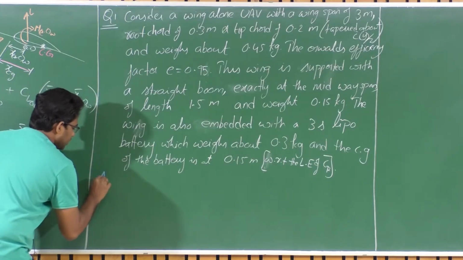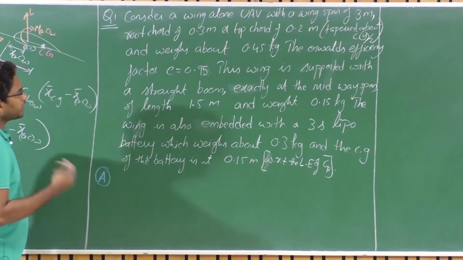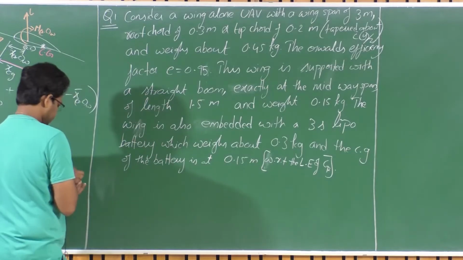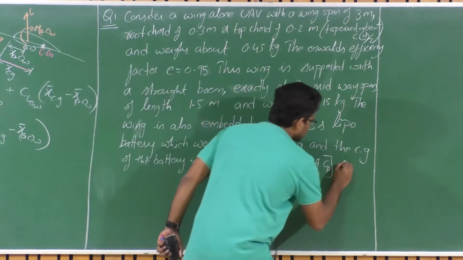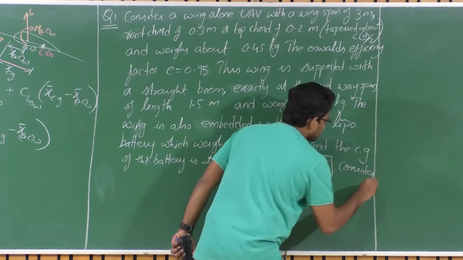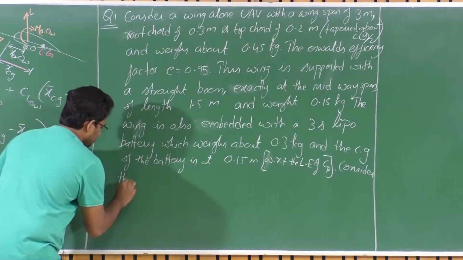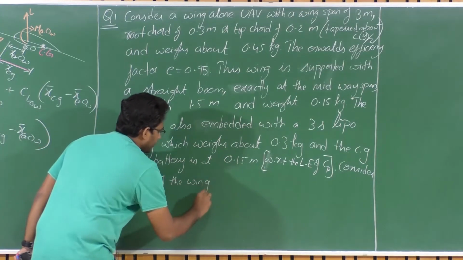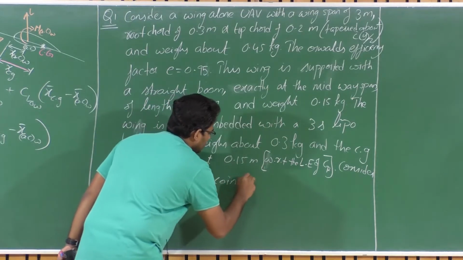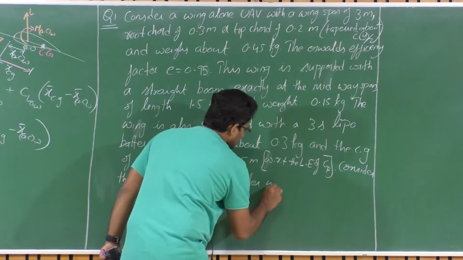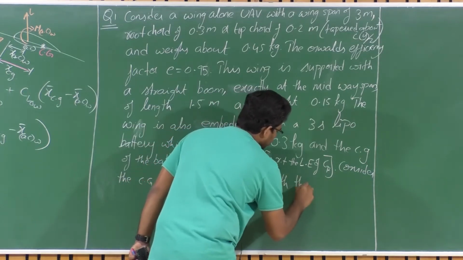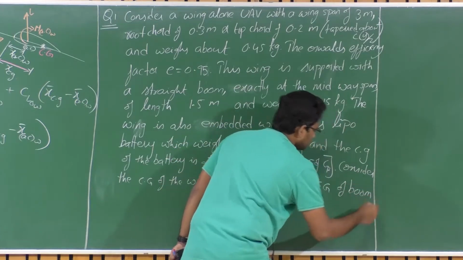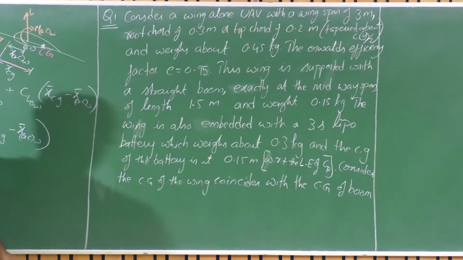Question number 1 should be the first question you need to answer here. So let us say A. What should be the weight of the battery? And consider here the CG of the wing coincides with the CG of the boom. Okay, this is the question.